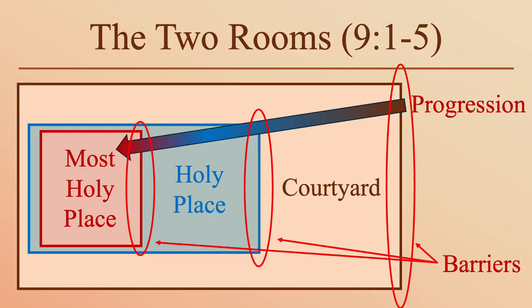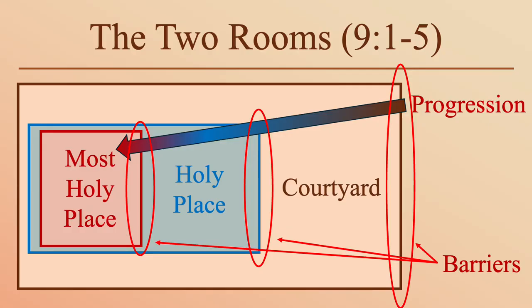Second, the geographic progression of the tabernacle was not continuous. It has discrete divisions that delineate separate areas of both holiness and nearness to the Lord. These geographic divisions are marked with literal physical barriers. There were walls and curtains between people and God's dwelling place.